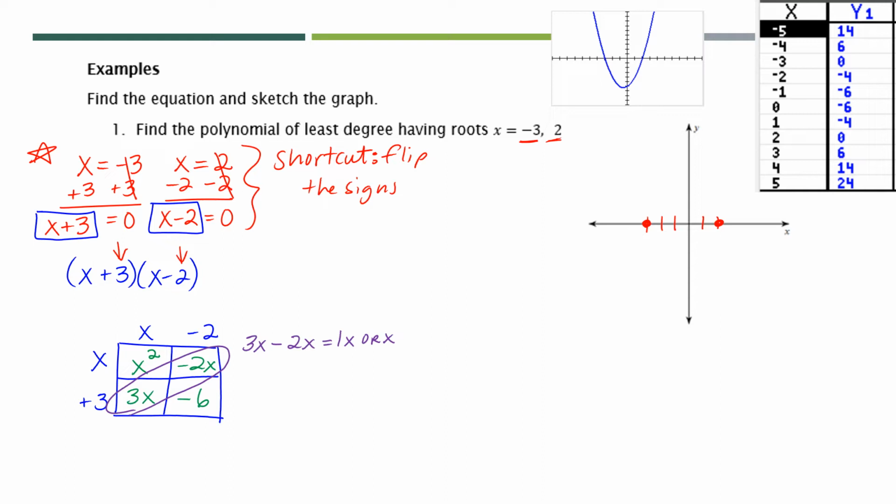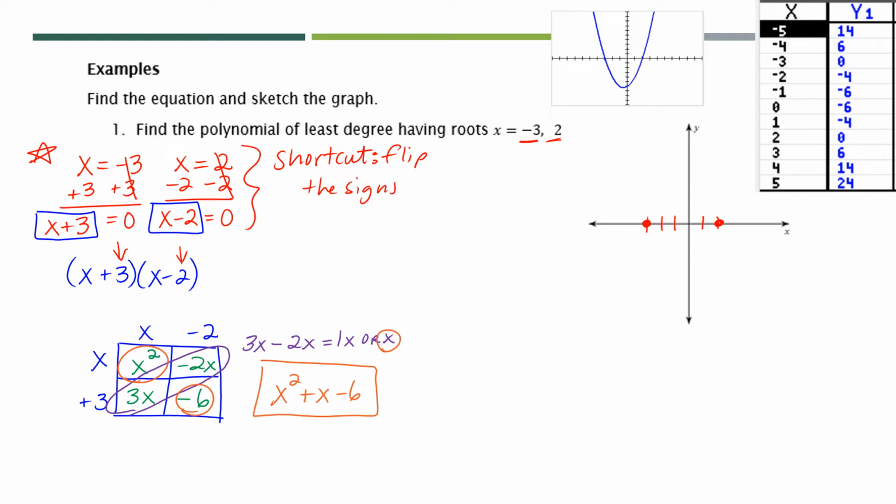So now when I write my final answer, it's going to be three things. It's going to be x squared plus x minus 6. So this right here is my final polynomial.